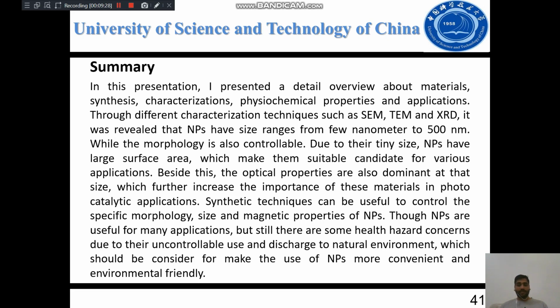Thus, nanoparticles are useful in many applications, but there are still some health hazard concerns due to uncontrolled use and discharge into the natural environment, which should be considered to make the use of nanoparticles more convenient and environmentally friendly.